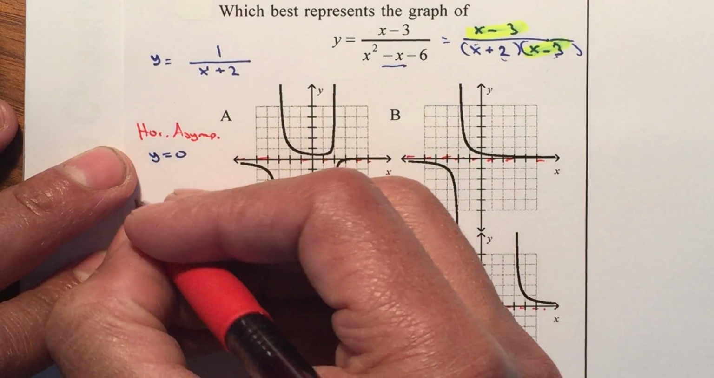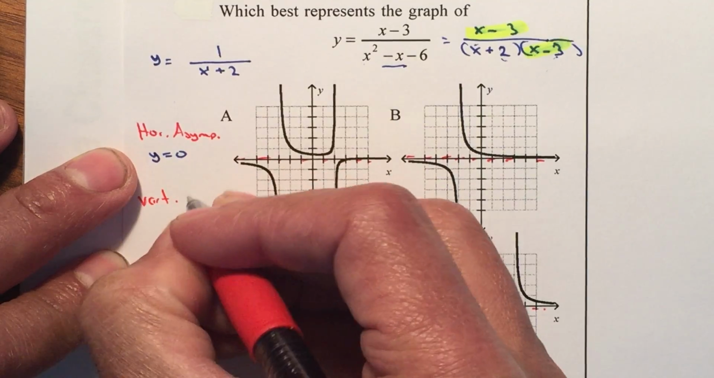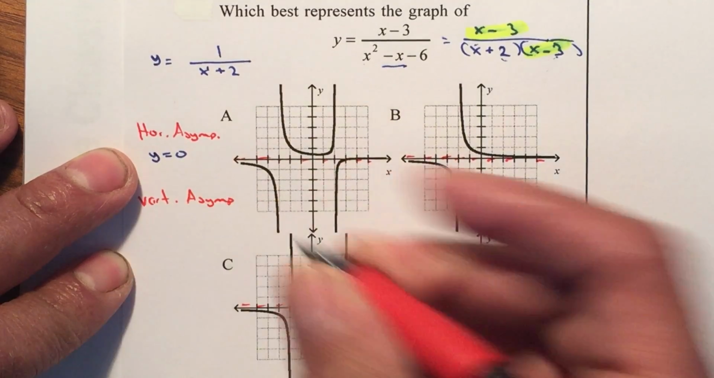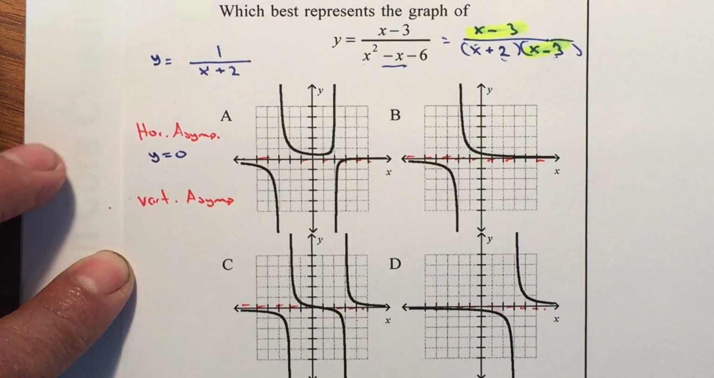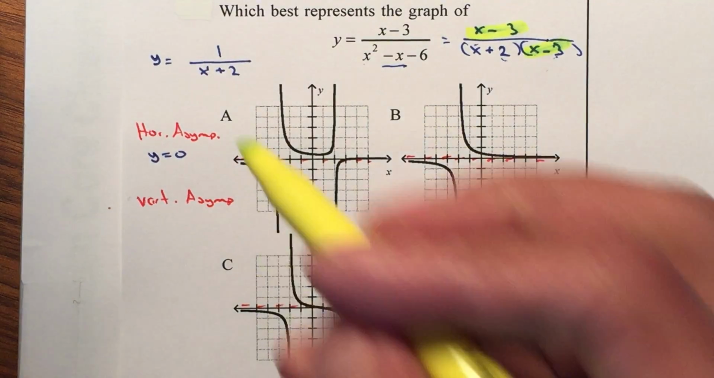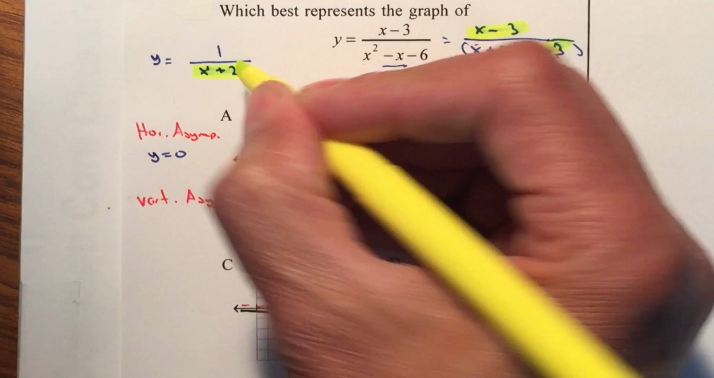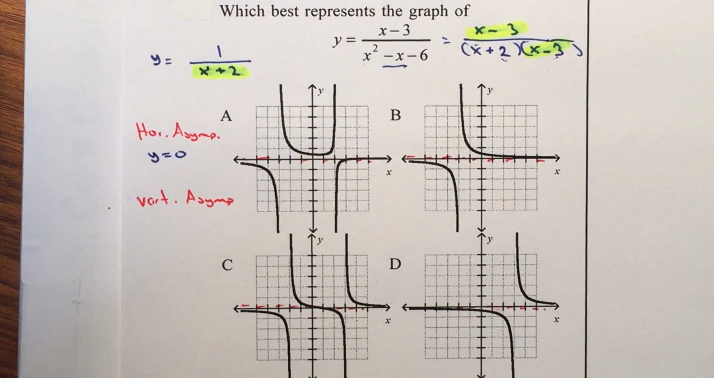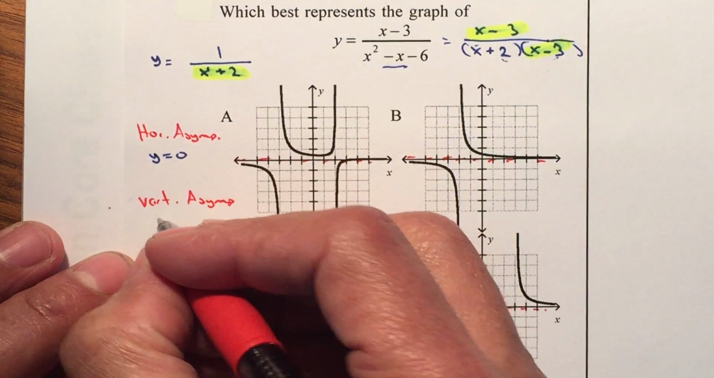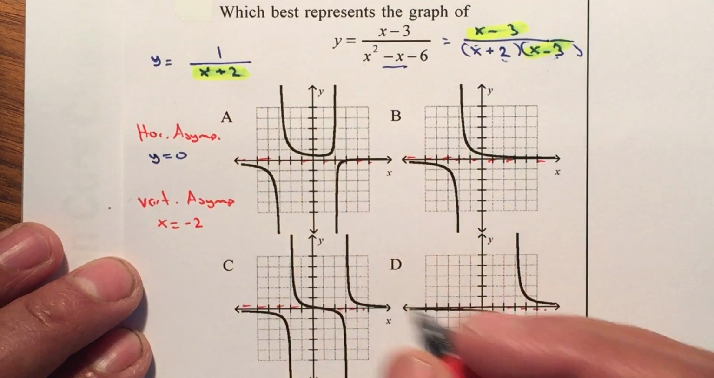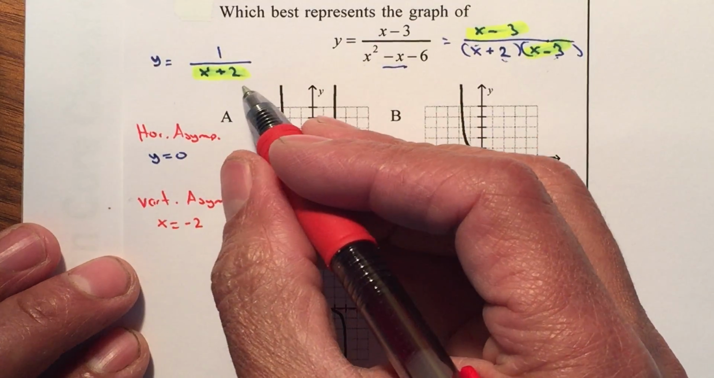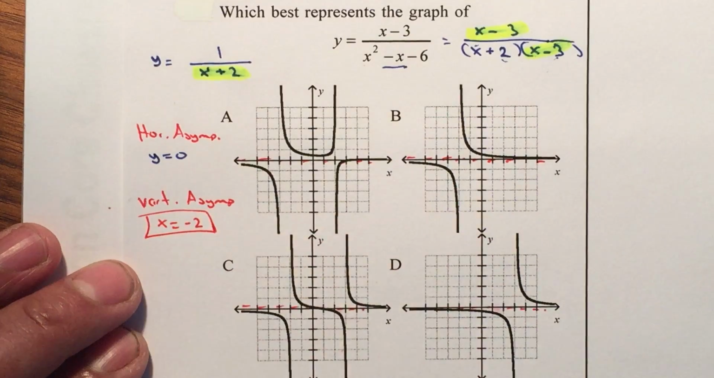Your vertical asymptote is determined whenever your denominator becomes 0. So you need to think, what value for x will make this denominator 0? x equal to negative 2. Remember, you can also set x plus 2 equal to 0, move the 2 to the right, and it becomes a negative.